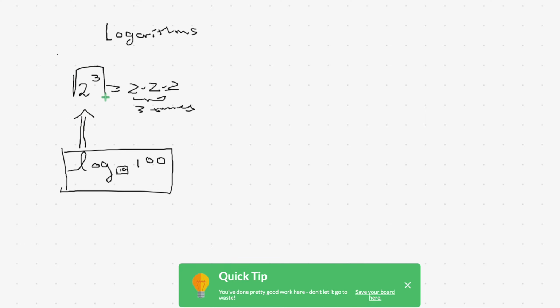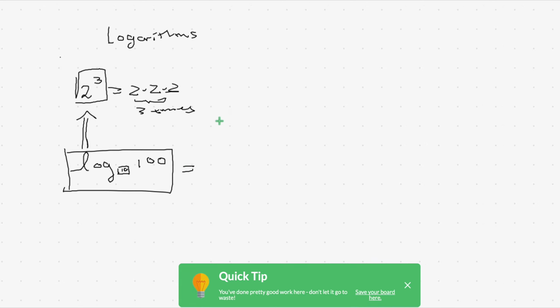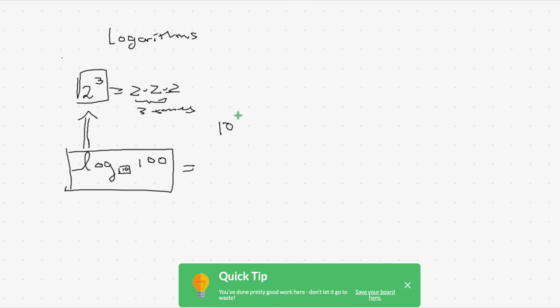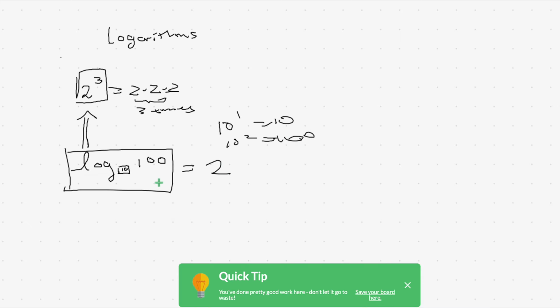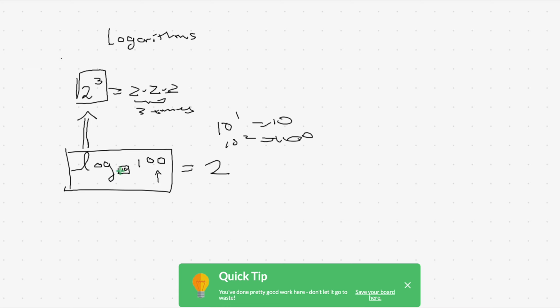Now, how do we evaluate this expression? What this means is that it's asking 10 raised to what power equals 100. Well, 10 raised to the first power is 10, and 10 is not 100. 10 to the second power is 100, right? So the answer is going to be 2. So in some way, this is the answer to an exponent question. This is the base to an exponent question. So this 10 here is the base, and this is the exponent, okay?